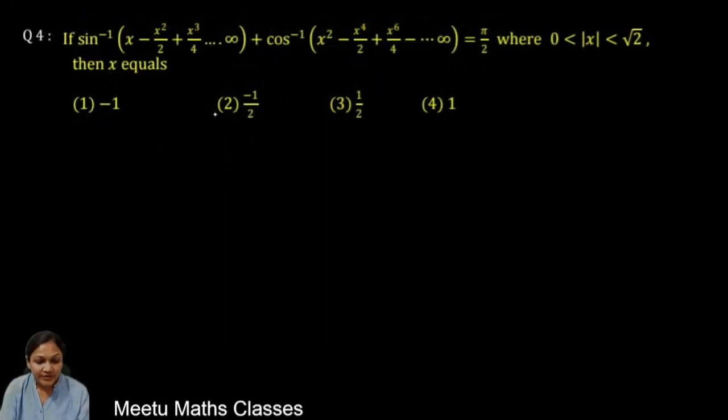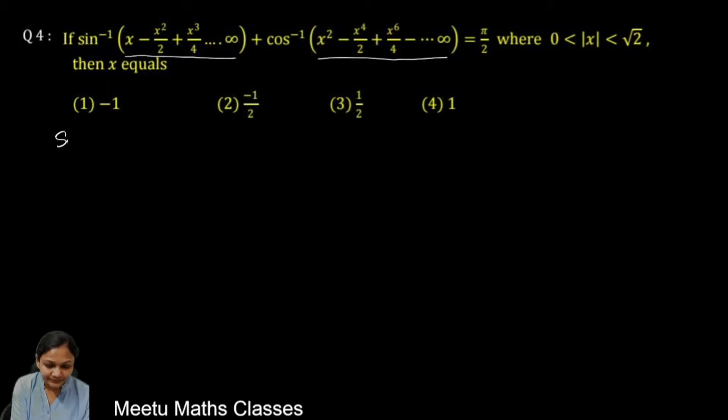Now your next question is, if sine inverse of (x minus x square by 2 plus x cube by 4 minus and so on) plus cos inverse of (x square minus x cube by 2 plus x to the power 4 by 4 minus and so on) is equal to pi by 2. So we are given that sine inverse of this expression plus cos inverse of this expression is equal to pi by 2.